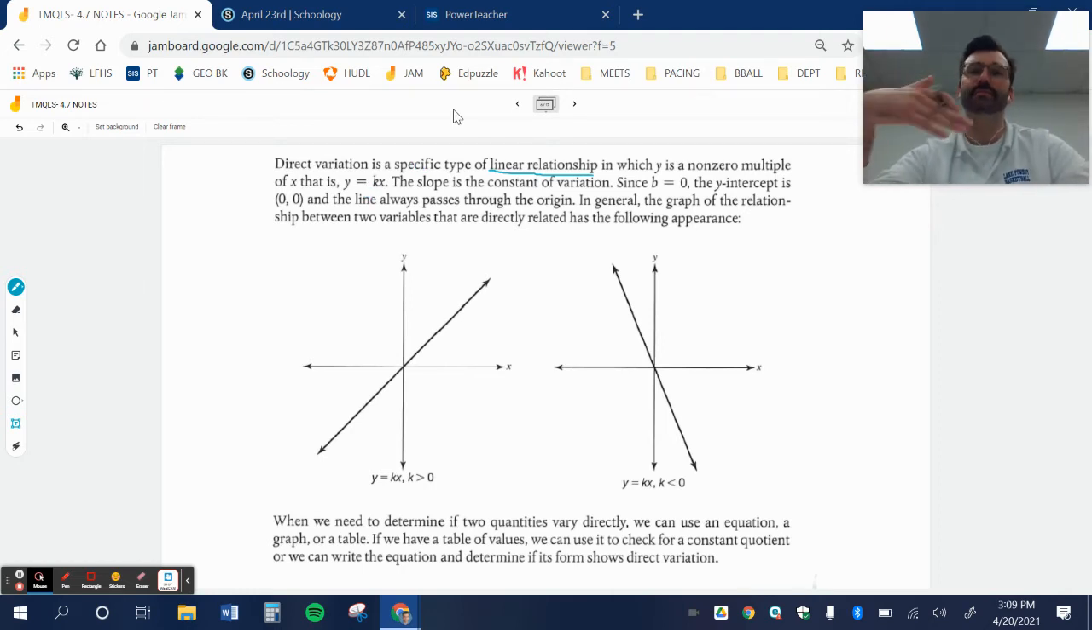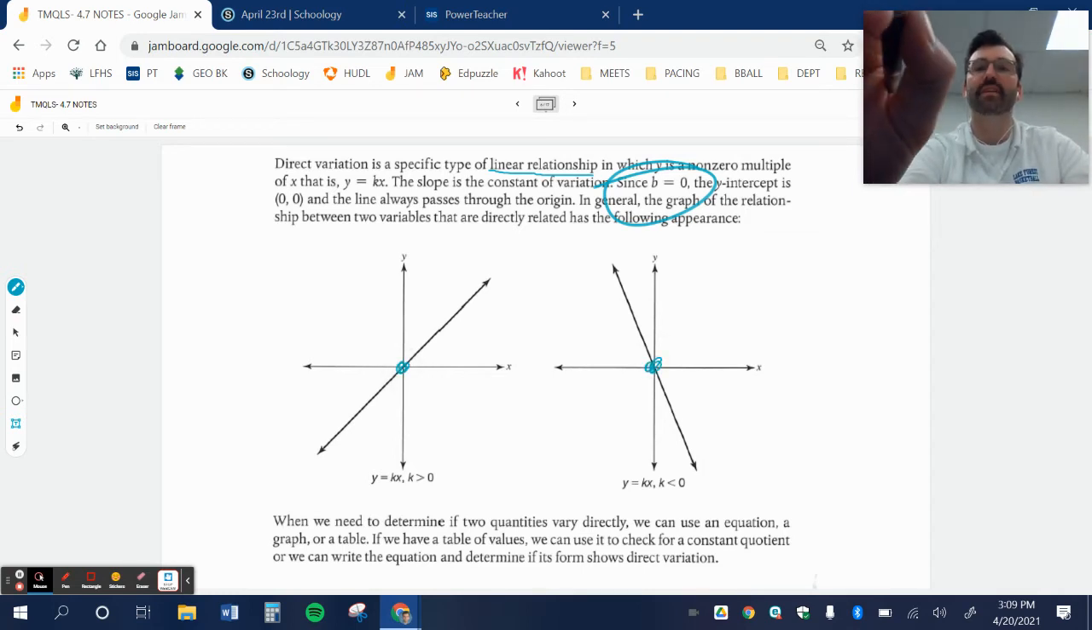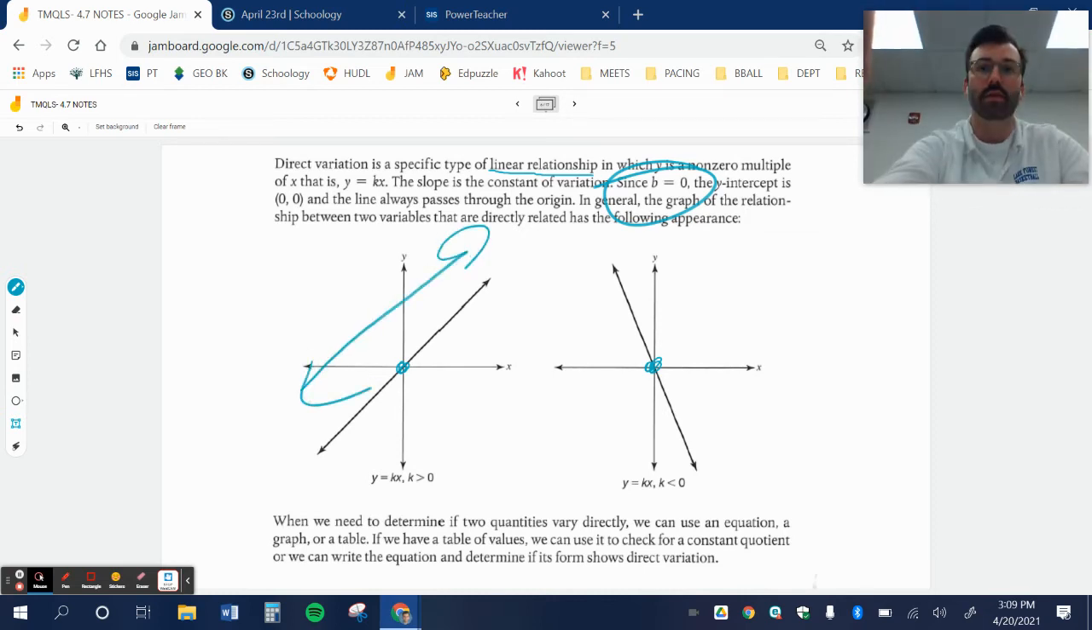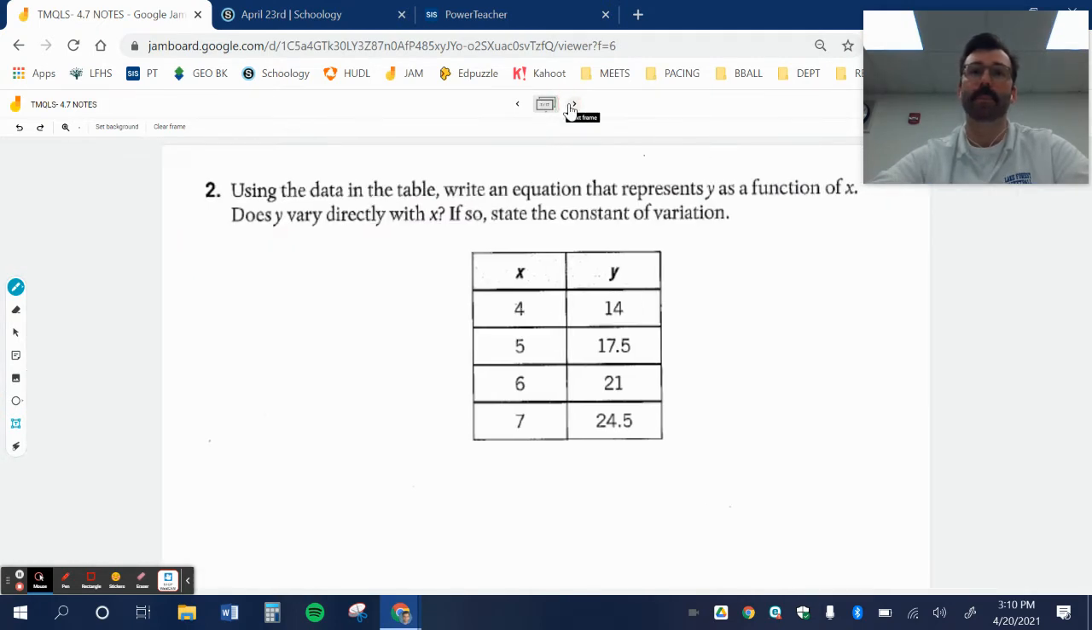This is all just another way of talking about slope, and how it relates. But you have to recognize that b is always 0 in direct variation. We always have a y-intercept of 0. If we look at a graph and the y-intercept is not 0, let's say our line was like this or like that, those would not be examples of direct variation, because the y-intercept is not 0.